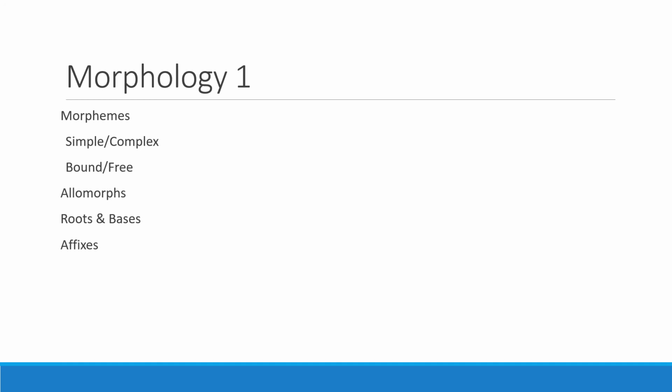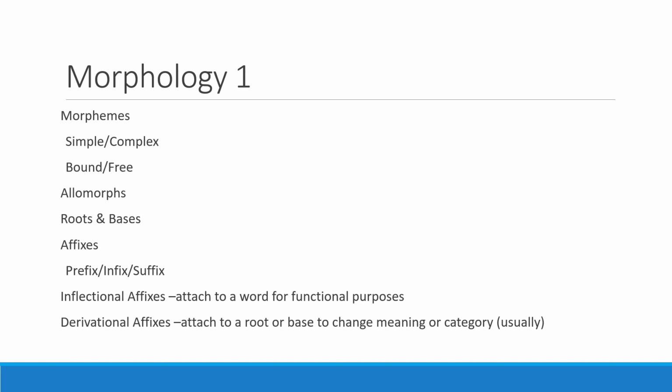We talked about affixes, prefixes, suffixes, and I keep saying those in the wrong order. You should say prefix, infix, suffix, right? Because prefixes come first, infixes are in the middle, and suffixes are at the end. And then inflectional affixes attach to a word for functional purposes, but don't change the category. In English, they're always suffixes. And derivational affixes attach to a root or base to change the meaning or category, usually. There's always a little bit of a caveat to that.